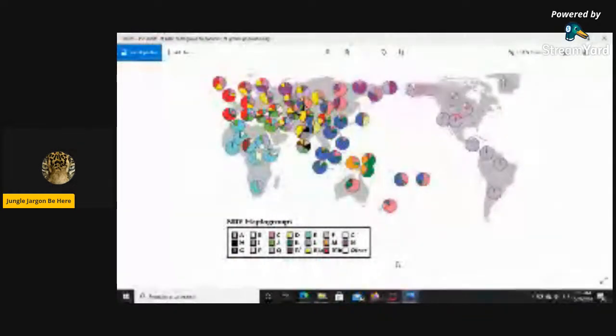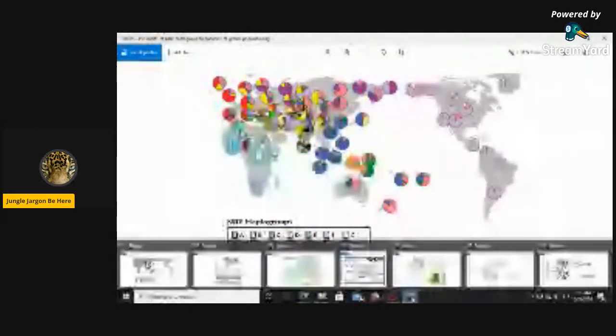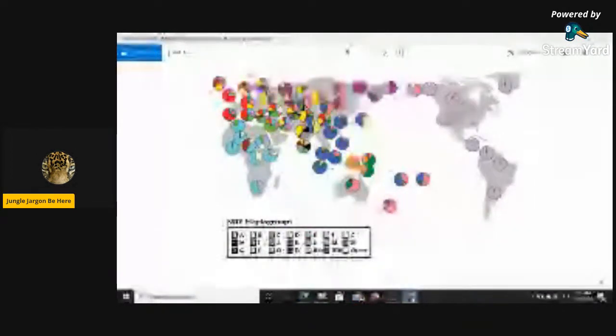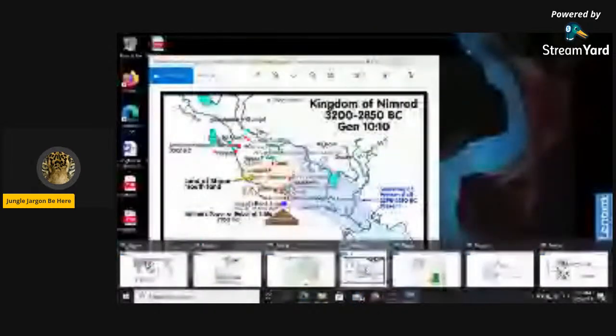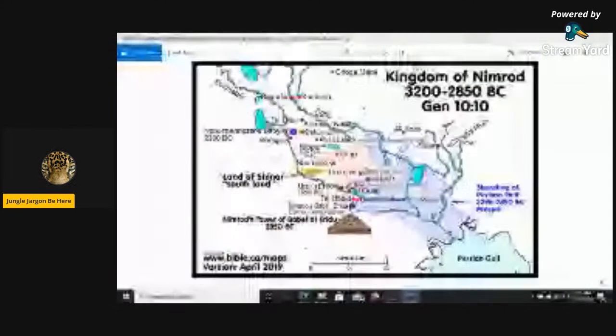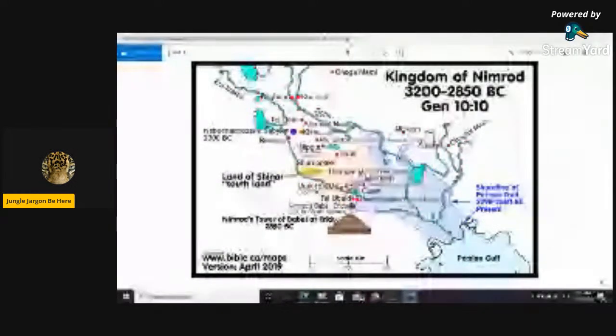So DNA disproves the out of Africa belief, the out of Africa theory. Okay, we all came from this area right here. This is where we all came from. There's Ur of the Chaldees. That's where Abraham was in the Semitic population here. Land of Shinar is this right here.